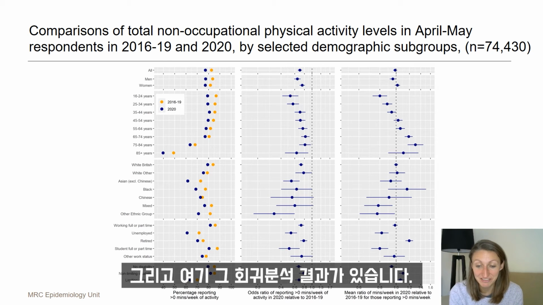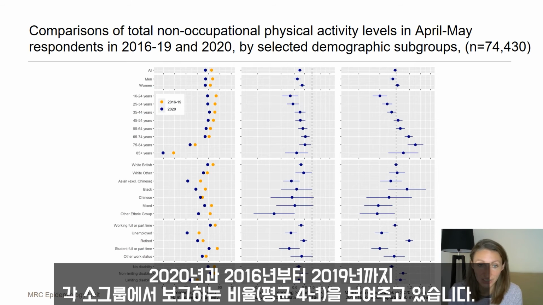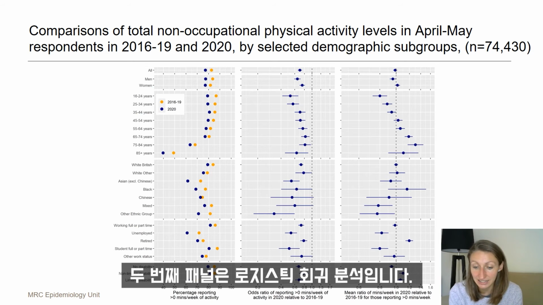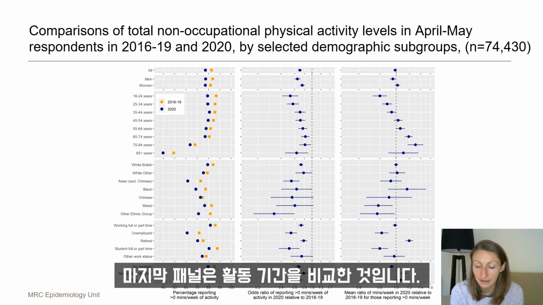And here are the results of those regressions. Actually, the first panel is just prevalence. It's showing the proportions or the percentage of each subgroup that is reporting any activity in 2020 and 2016 to 19, the average of those 4 years. The second panel is the logistic regression of that. So it's trying to quantify the difference between 2020 and the previous 4 years, trying to show which subgroups were more affected than others. And then the last panel is a comparison of the duration of activity.